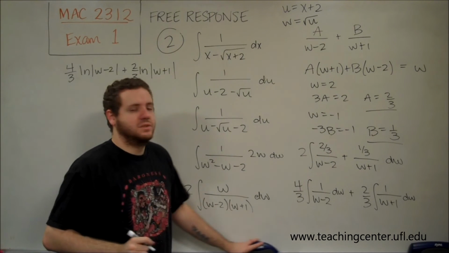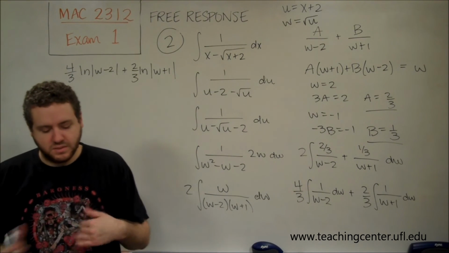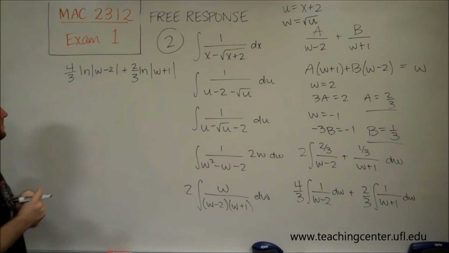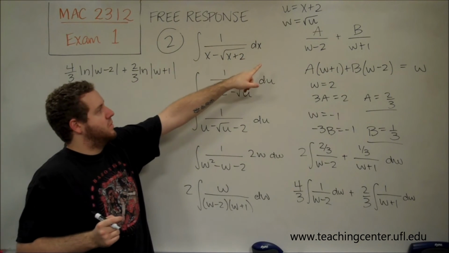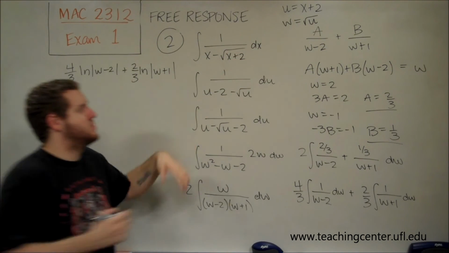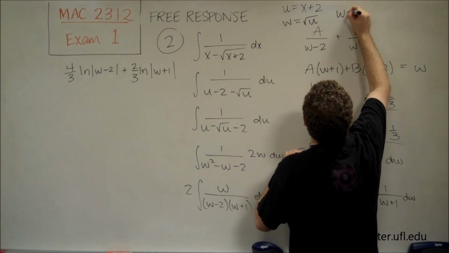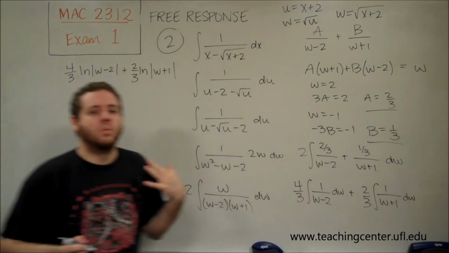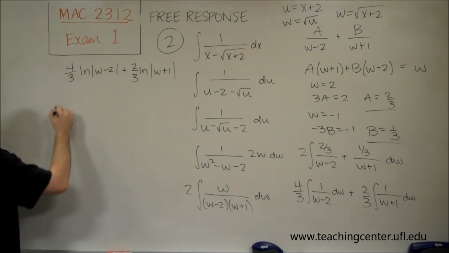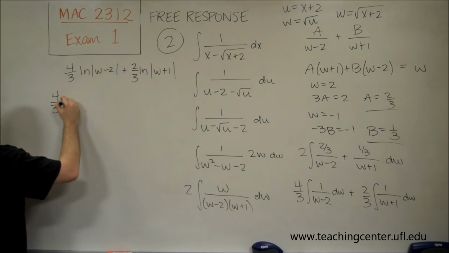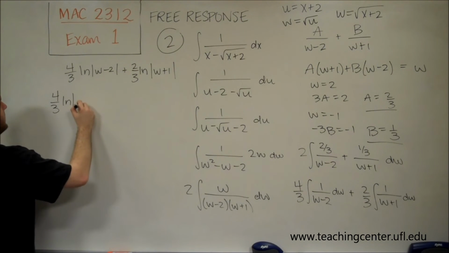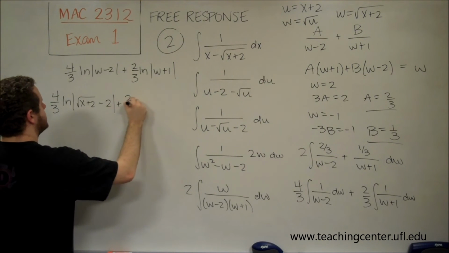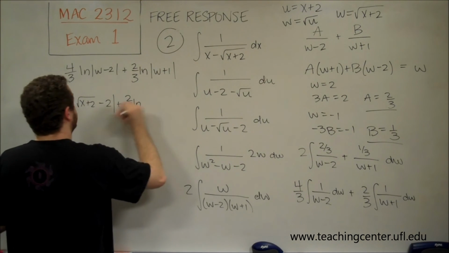So now we just have to put all of our substitutions back how we had it, and we'll have it in terms of x, and then we'll be done. So w was the square root of u, and u was x plus 2, so we can just combine those and say that w was the square root of x plus 2, and then just do it all at once. So what we get then is 4/3 ln root x plus 2 minus 2 plus 2/3 ln.